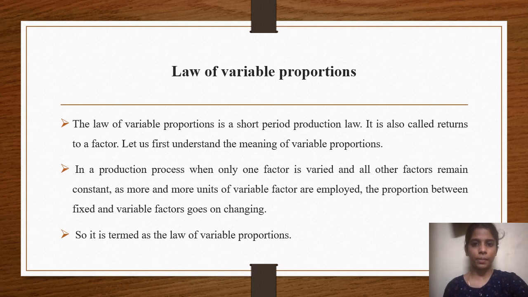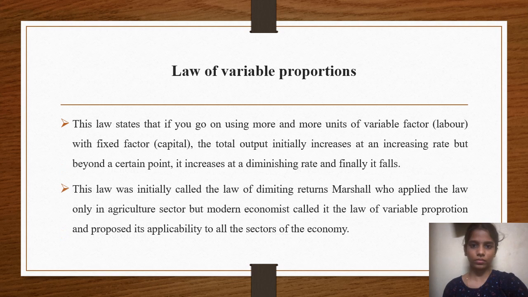Law of variable proportion. The law of variable proportion is a short-period production law. It is also called returns to a factor. Let us first understand the meaning of variable proportion. In a production process, when only one factor is varied and all other factors remain constant, as more and more units of the variable factor are employed, the proportion between fixed and variable factors goes on changing. So it is termed as the law of variable proportion.